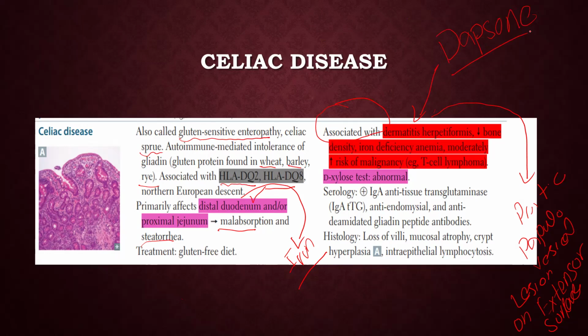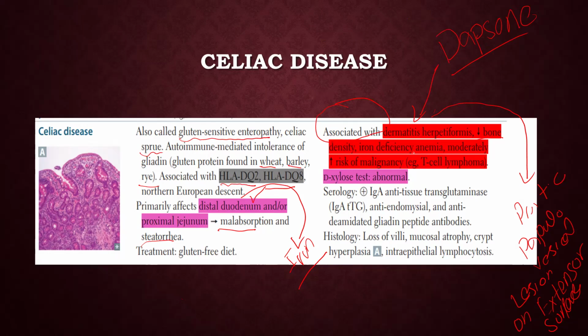So, decreased bone density. Why? Because fat malabsorption will lead to vitamin D deficiency. So decreased bone density, iron deficiency anemia, and a moderately increased risk of malignancy, that is T cell lymphoma.